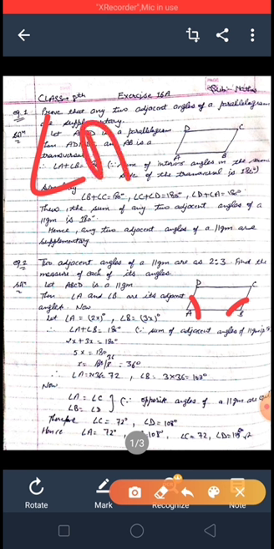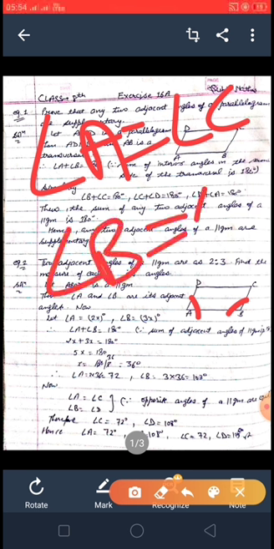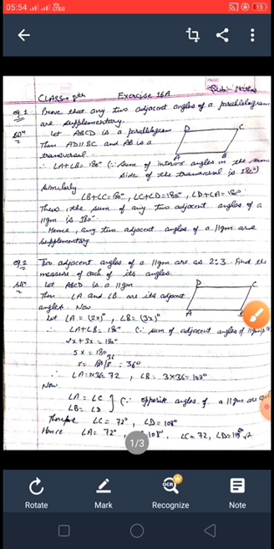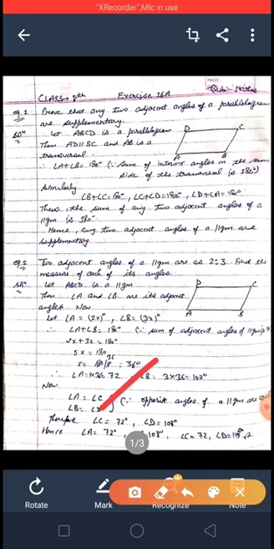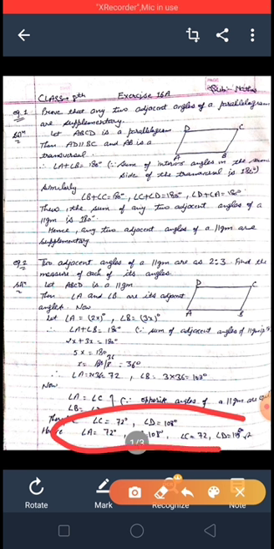Now we know that angle A is equal to angle C and angle B is equal to angle D because opposite angles of a parallelogram are equal. So angle C will become 72 degrees and angle D is 108 degrees. And now you have to write all the angles in the last: angle A is 72 degrees, angle B 108 degrees, angle C 72 degrees, and angle D is equal to 108 degrees. That's our answer. Clear?